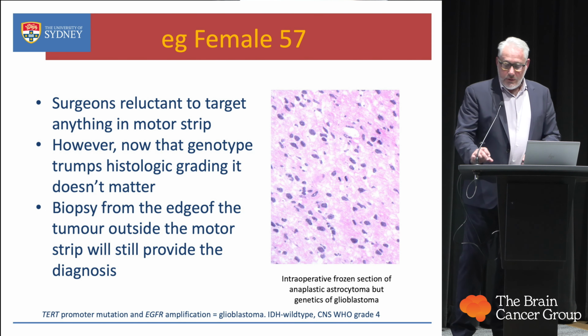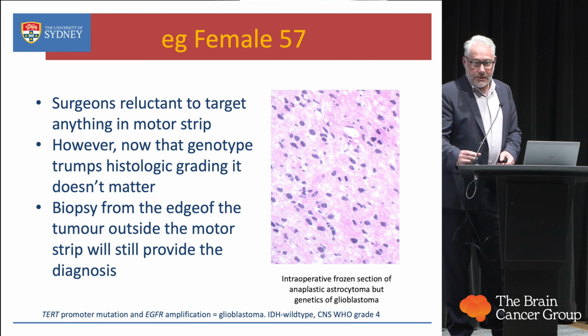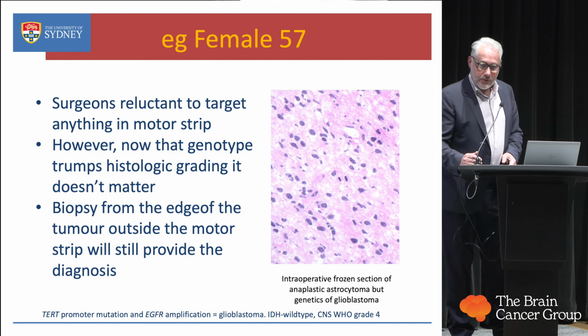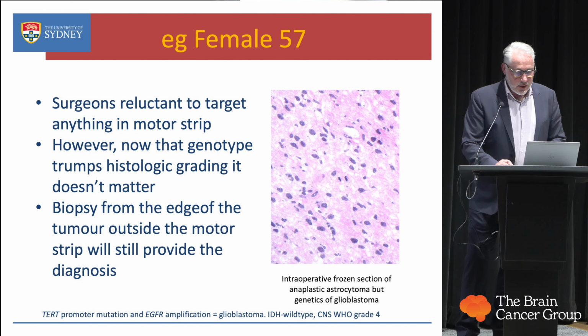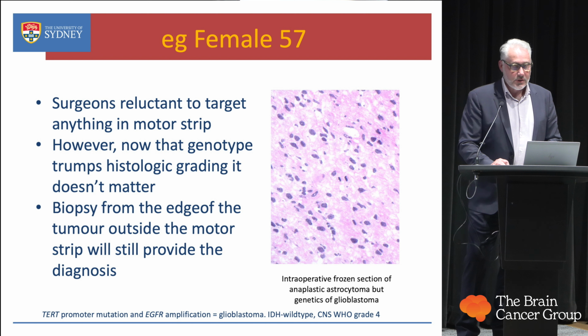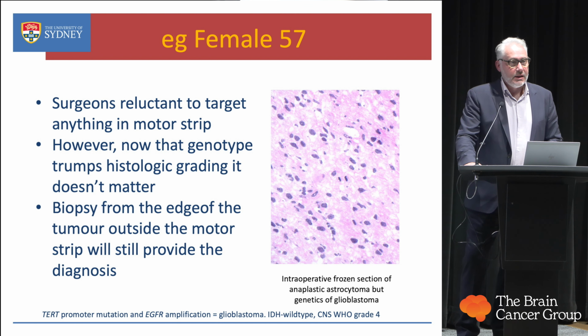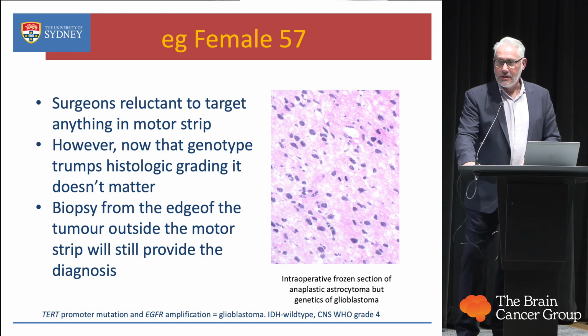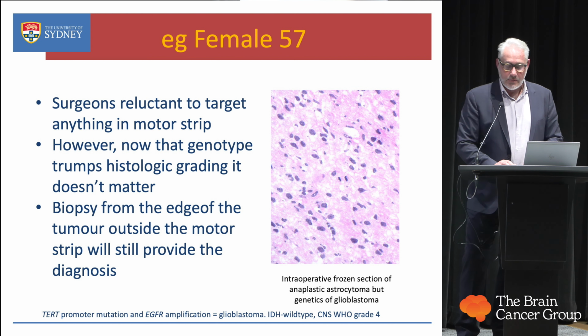But now we realise that, in fact, as I said before, we don't need that worst looking bit. You can biopsy the periphery of it, and then you get the molecular information required to give a final diagnosis. So in this case, it turned out to be an anaplastic astrocytoma, which is a grade 3 tumour. But then once we'd done the sequencing, it had the molecular signature of a glioblastoma. So we could get to that diagnosis without damaging the patient.